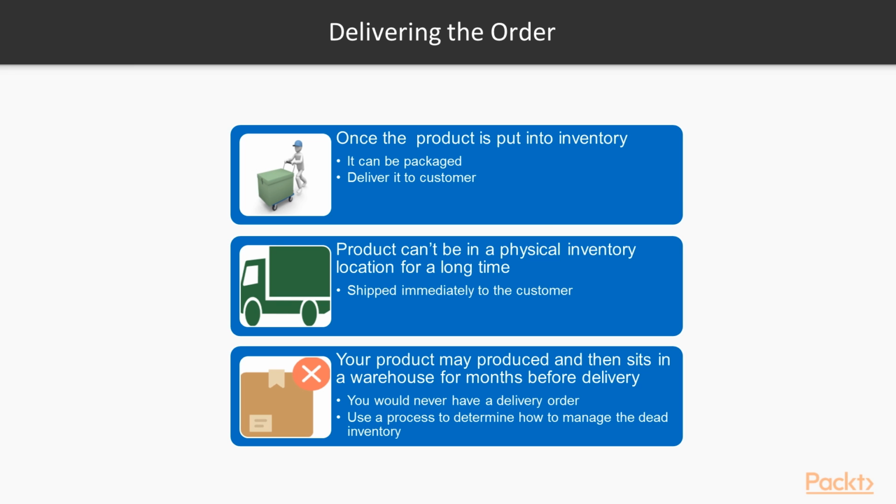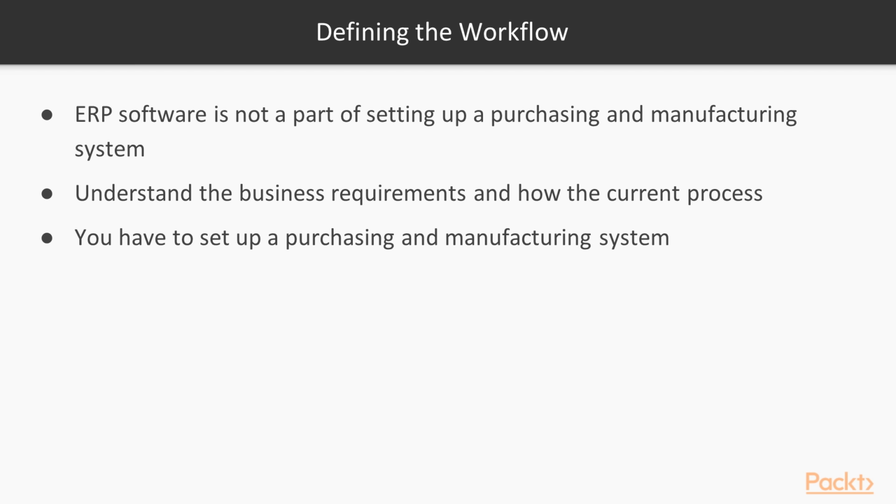Defining the workflow for your business. Much like configuring the CRM application, oftentimes the most complex part of setting up a purchasing and manufacturing system is not the ERP software itself. Instead, the real challenge is to understand the business requirements and how the current processes can best be implemented. If you have never set up a purchasing and manufacturing system before, it is highly recommended that you supplement your knowledge with additional source material on the subject.